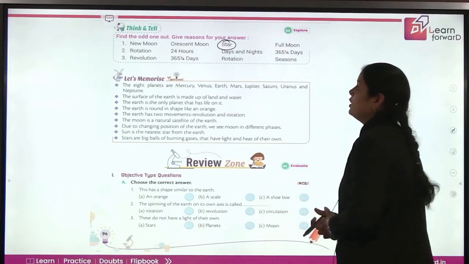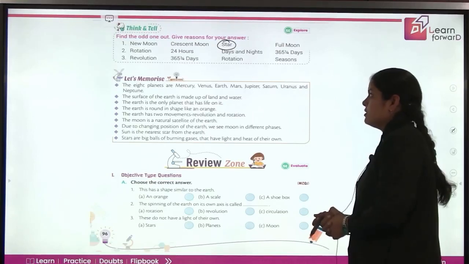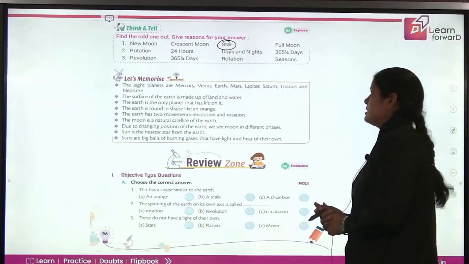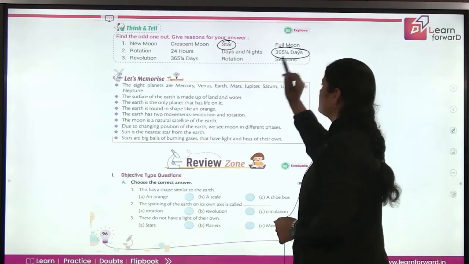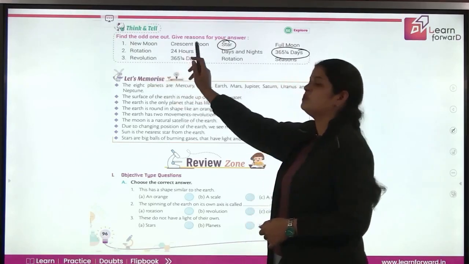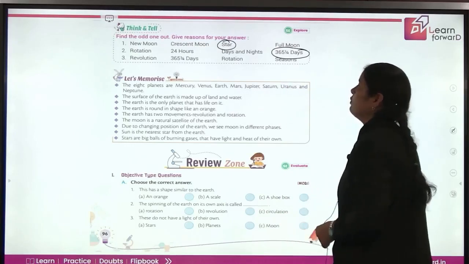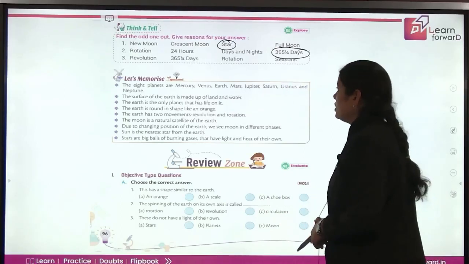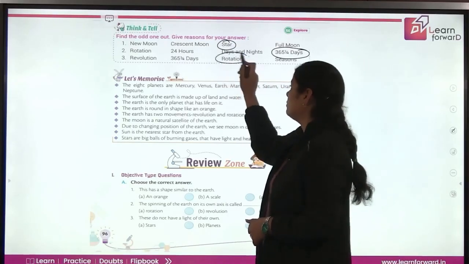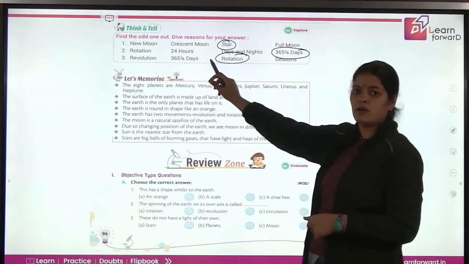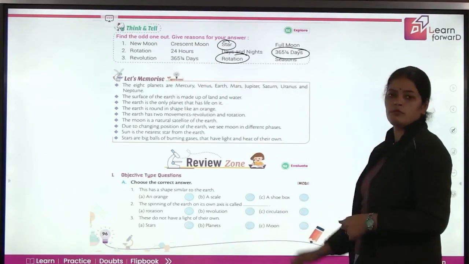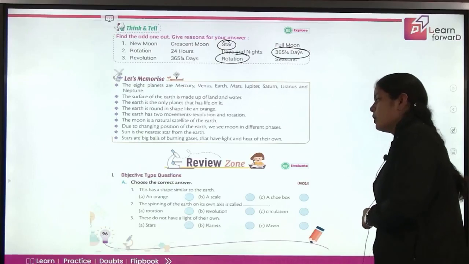Rotation, 24 hours, day and night, 365 days. So 365 days is the odd one, because rotation happens within 24 hours and it is responsible for causing day and night. Revolution, 365 days, rotation and season. So rotation is the odd one, because revolution happens in 365 days and it is responsible for the change in seasons. Now choose the correct answer.